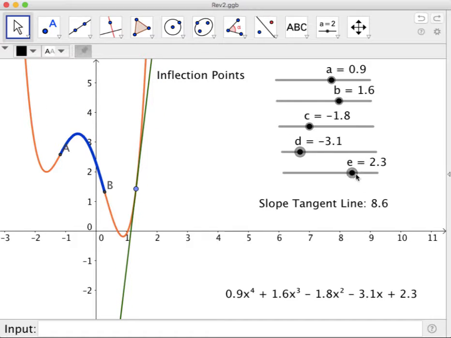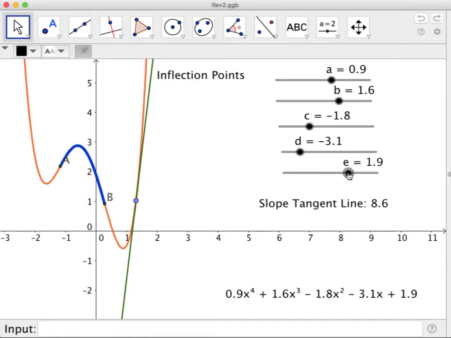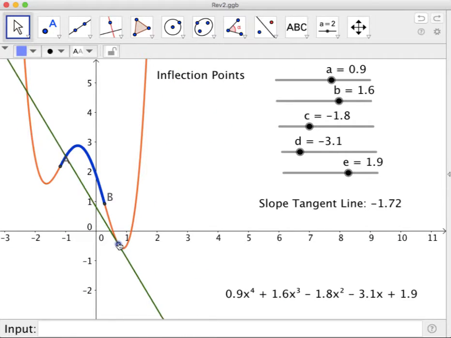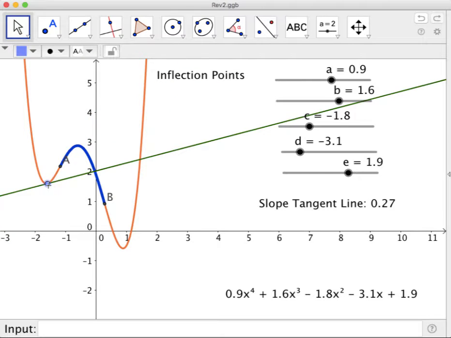If I had a more complicated function, I might have multiple blue regions instead of just one. But again, as we move this around, we can see that the slope is decreasing, decreasing, decreasing, but here at point B, it starts to increase. And then as we shift around, it keeps increasing until it reaches point A, at which time it starts to decrease again.